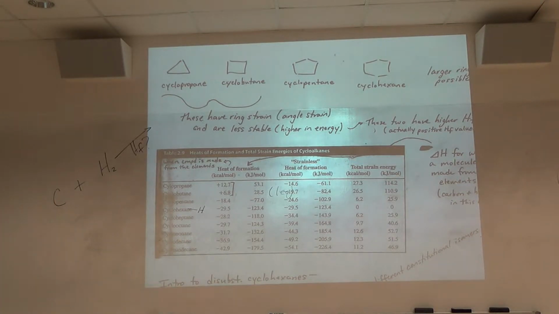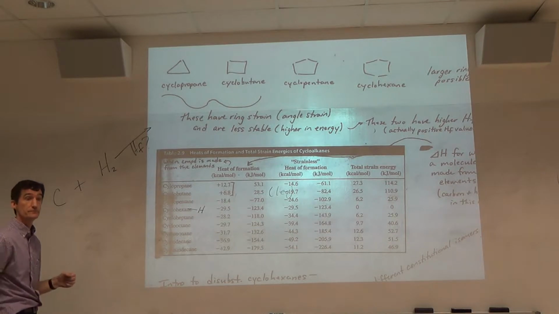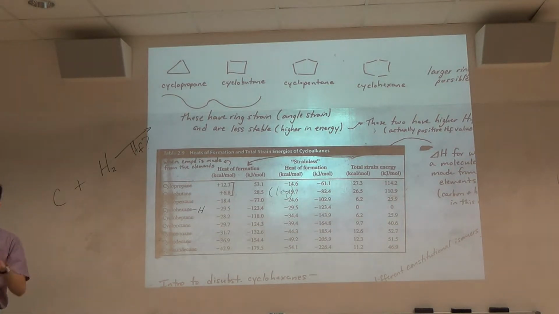Why do they require energy? It implies they're less stable, because you're actually having to force it to do it. Okay, why? Because we have angle strain. All right? Cyclopropane has 60 degree bond angles. Okay, that comes from ninth grade geometry.